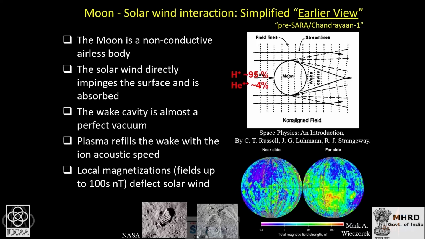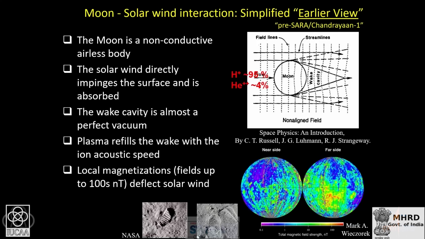We also knew that there are surface magnetic anomalies or local magnetizations whose strength is very small, just about 100 nanoteslas, and that the surface is full of regolith and dust, which can be seen in imprints of human landings. This simple geometry of the interaction has changed drastically with the Chandrayaan I mission, and in particular with the SARA experiment on the Chandrayaan I mission.